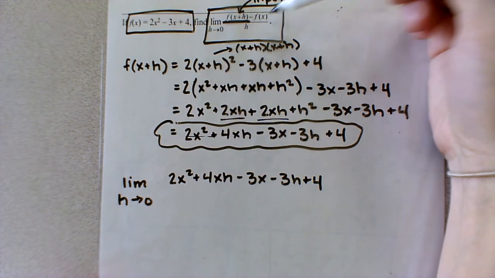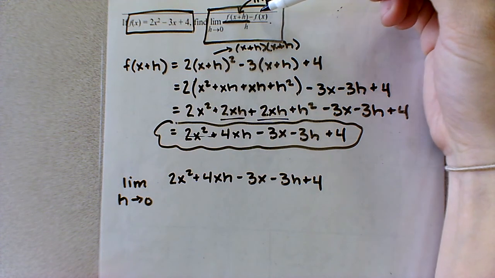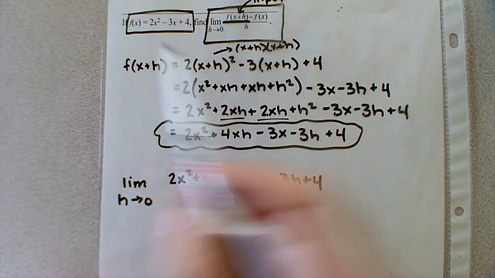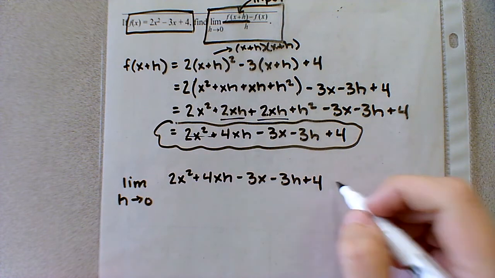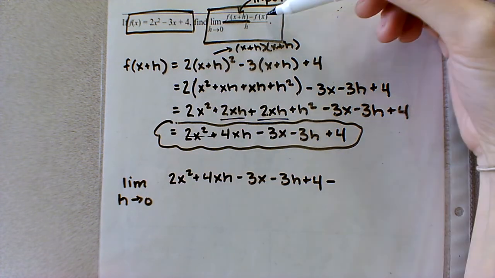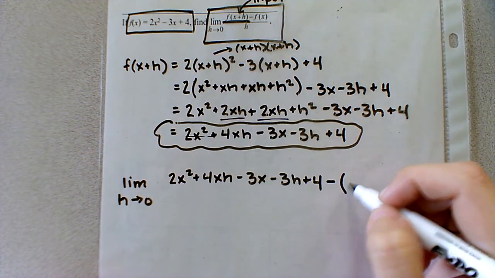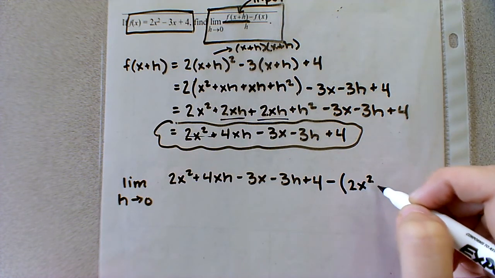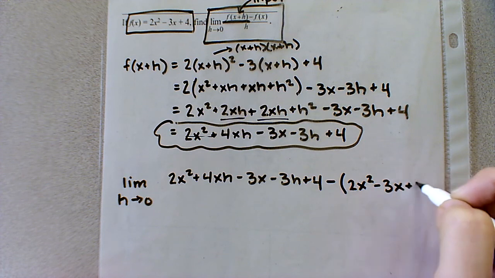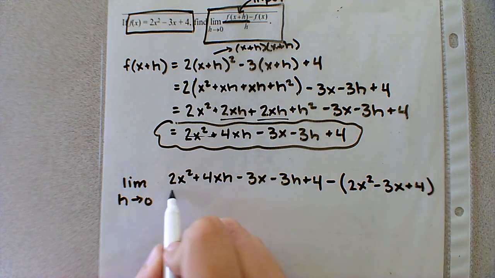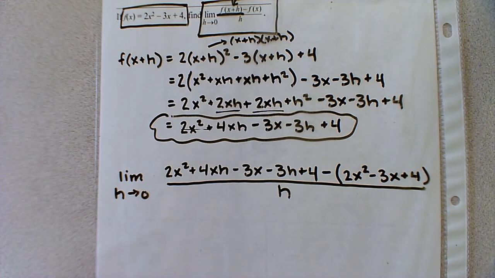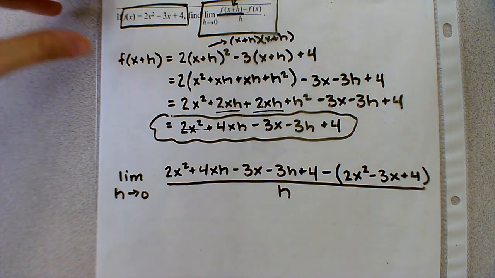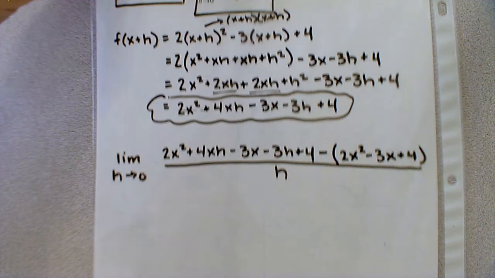All right, if I continue to look at this, I now have to subtract f of x, which is just representing the original function they gave us. Now, since I'm subtracting the original function, that means I'm subtracting all of it, so we really need to be careful to put it in parentheses. And then the rest of the limit is basically dividing all of that by h. I know it's a lot, but we're going to see where this takes us.